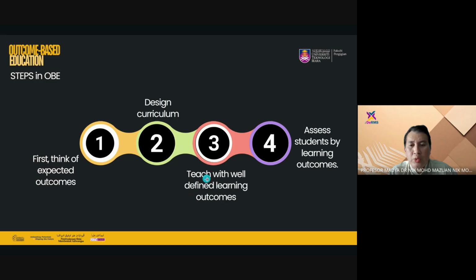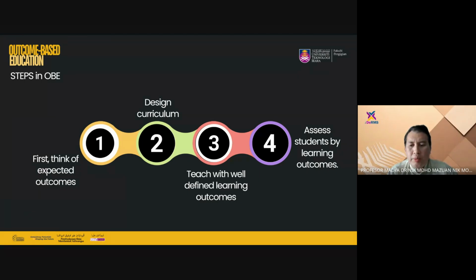And then after you teach them, you need to assess students by learning outcome. So we cannot ask questions beyond the learning outcomes. For example, if we teach them how to do surgery on the third molar, we cannot ask them how to do surgery on the BSSO, sagittal split osteotomy. We have to ask within the scope of learning outcomes.